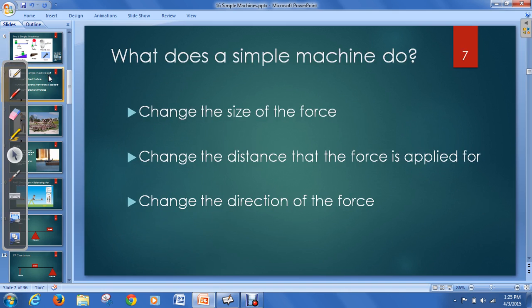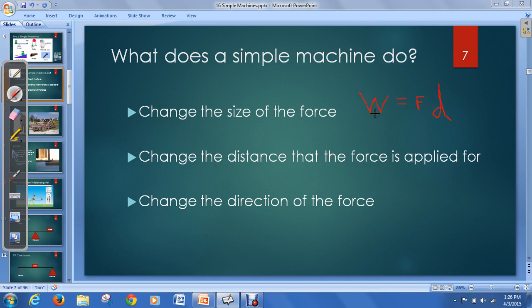There are a couple of things a simple machine can do. First of all, they can change the size of the force when we do work. Let's say we're doing a certain amount of work, but we may need to change the amount of force we put on an object, either making it very small or very large. Let's say we want to make the force very small because we're not very strong. Instead of a large force, we're going to have a very large distance, so the same work is done on the object.